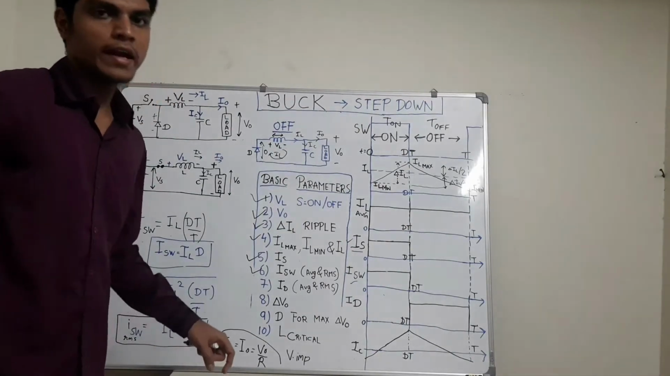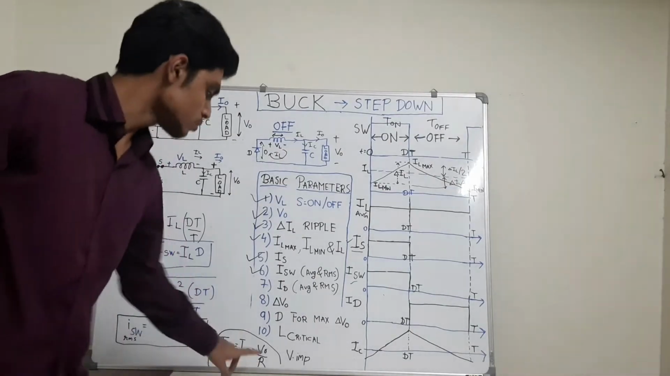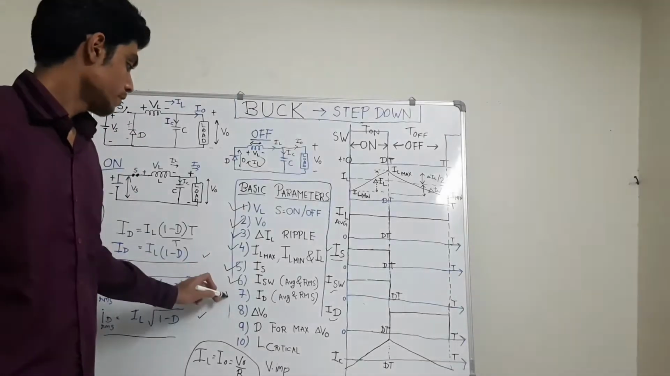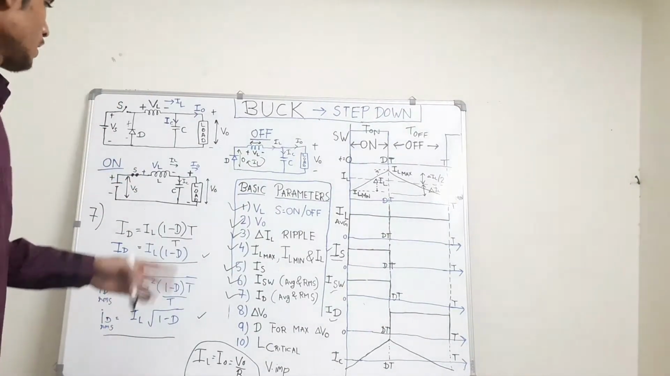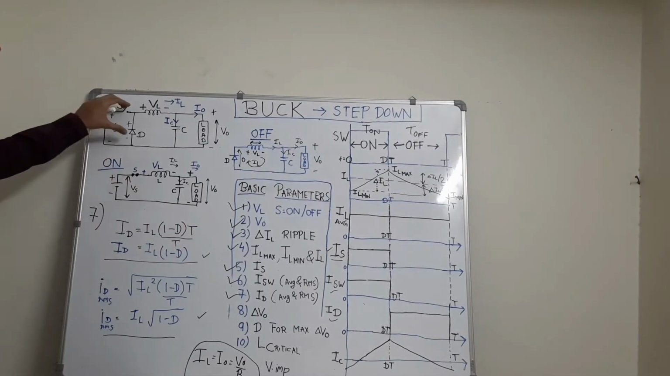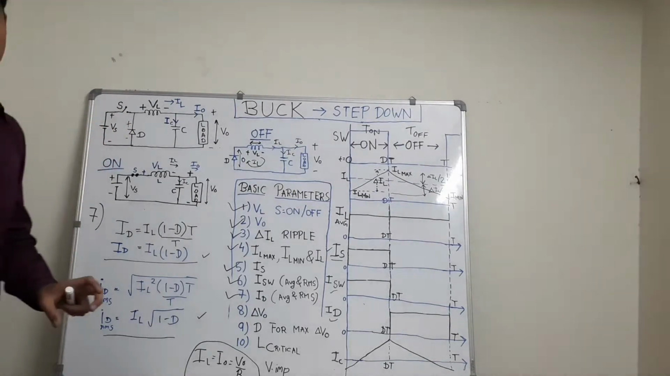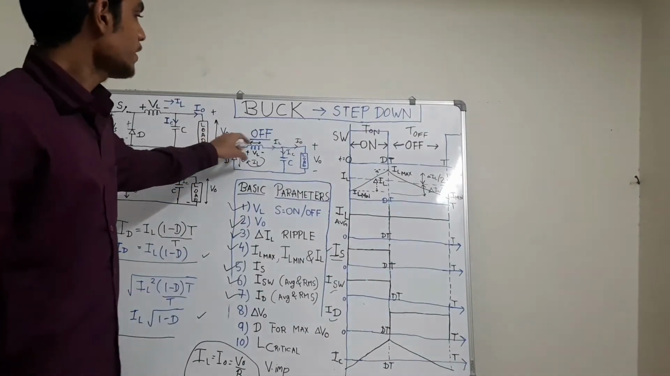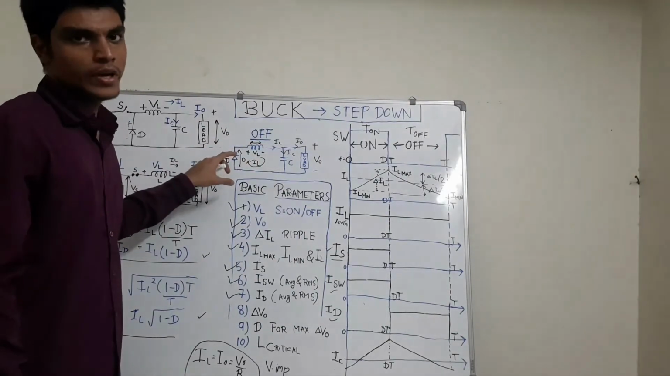And how we will get the value of IL in a buck converter question? That is equal to I0 equals V0 by R. Start with the 7th parameter, that is diode current, if it's asked in the exam. We can see that whenever the switch is on, the diode is reverse biased and it does not conduct any current. But when the switch is off, the diode gives the path for discharge of the inductor.